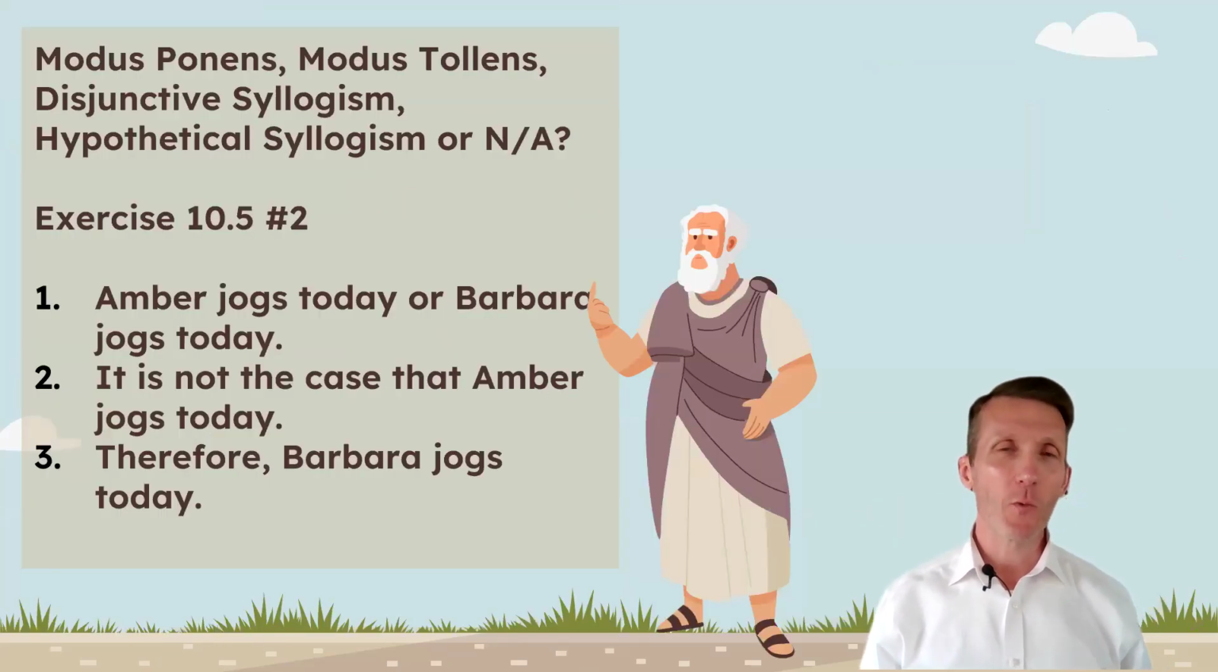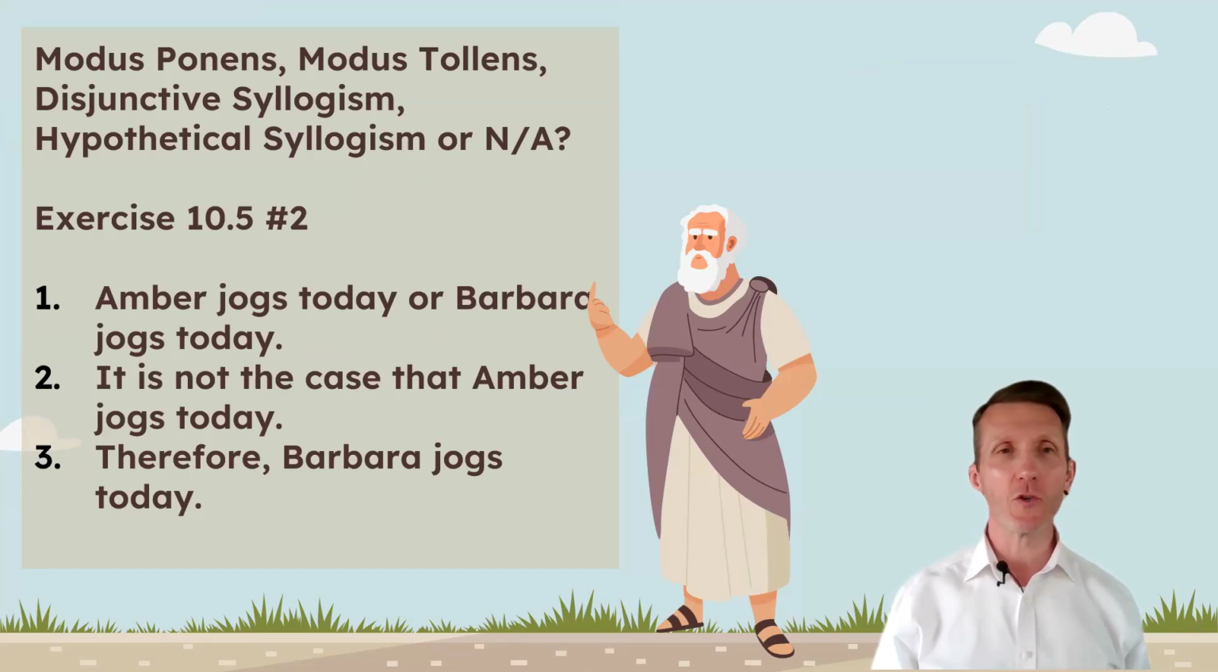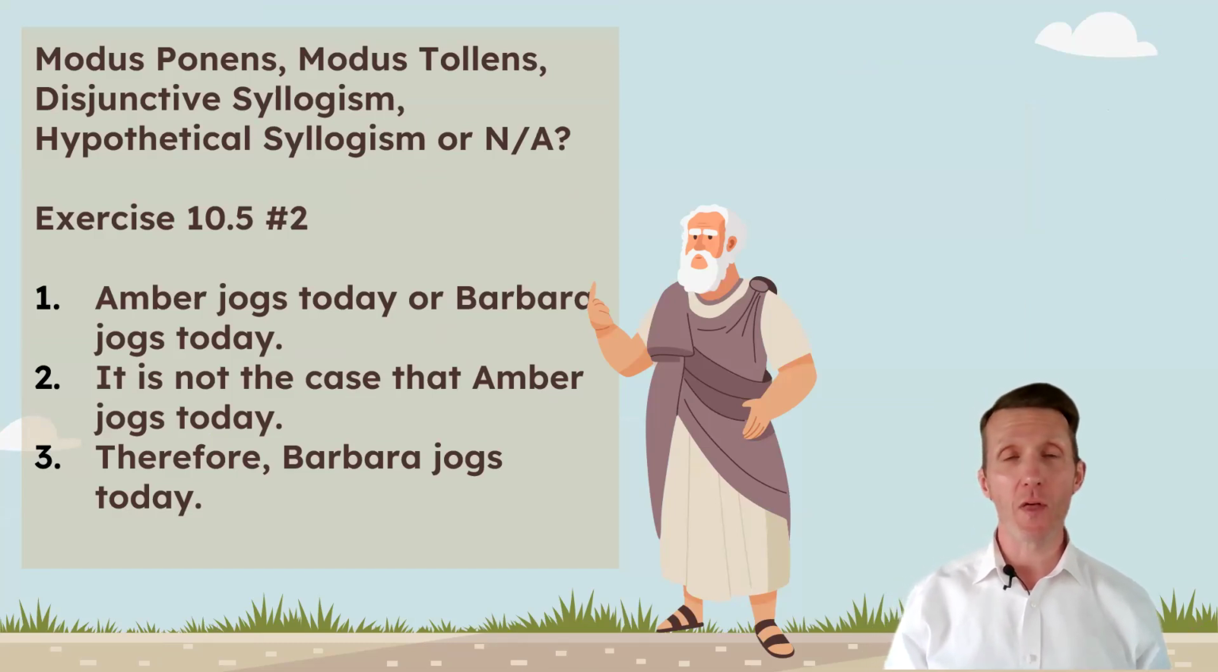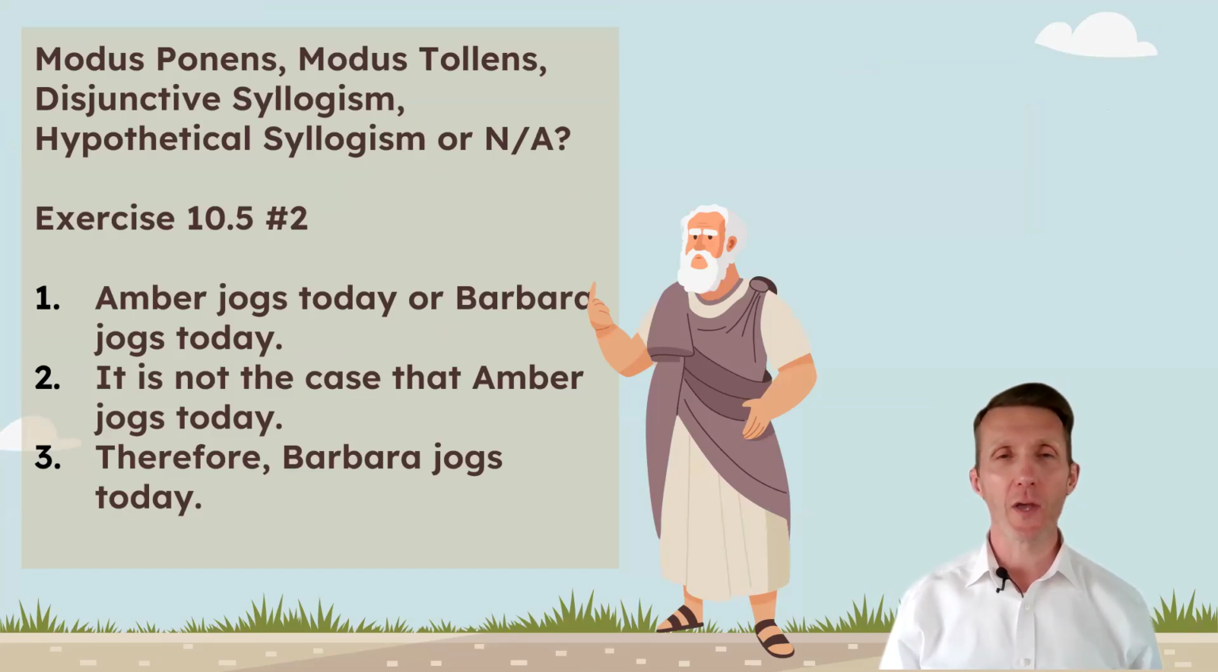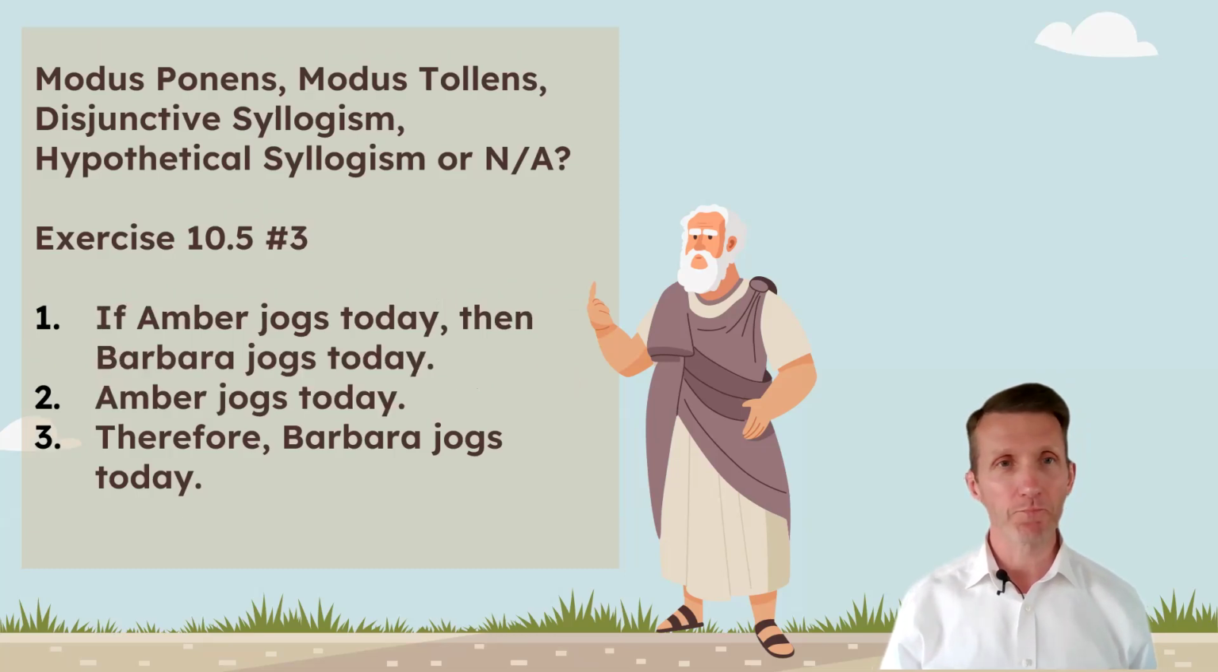All right, now that we've talked about modus ponens, modus tollens, disjunctive syllogisms, and also hypothetical syllogisms, let's take a look at exercise 10.5. Let's look at number 2. This exercise is going to ask us to identify this argument form. Which of these four is it, or does it not apply at all? Amber jogs today, or Barbara jogs today. Hopefully you know what this is already. It's not the case that Amber jogs today, so not Amber. Therefore, Barbara jogs today. Now, of course, that's going to be what? The disjunctive syllogism. That's that either-or. Yep, that's a simple one.